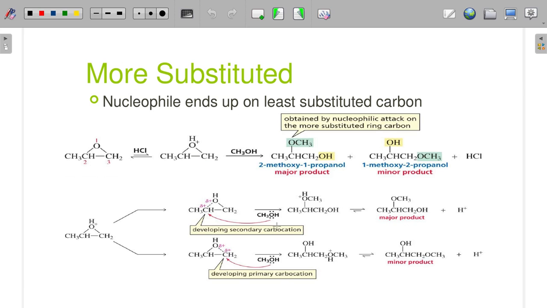Now, if our epoxide is asymmetrical, what I mean by that is it has a methyl on one side but nothing on the other, we're going to see that our nucleophile ends up going to the side with the more substituents most of the time. That always leads to our major product. The nucleophile goes to the carbon with the most things added.